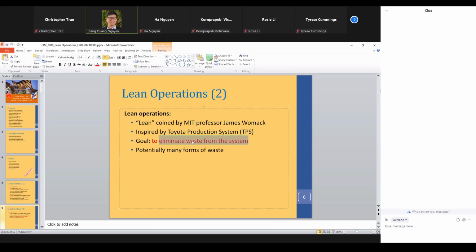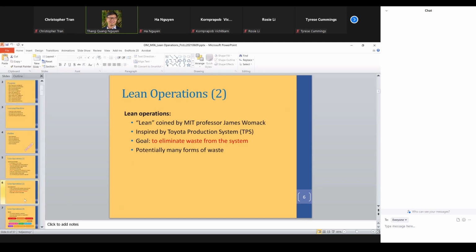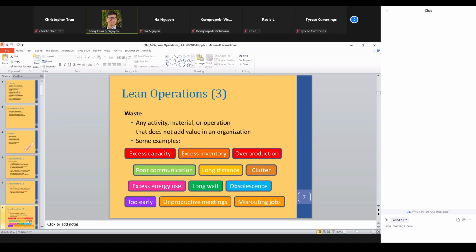Sometimes it's difficult to identify something as waste. And if we do not know it is waste, then how can we eliminate it, right? So the whole module 6 is about, number one, identifying the waste, and number two, coming up with some methods to eliminate the waste. All right. So I would like to show you some examples of what is meant by waste, right?